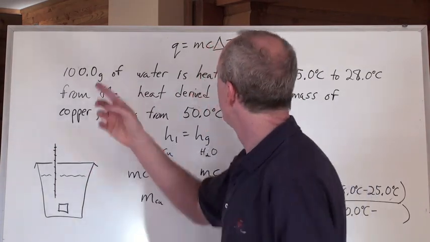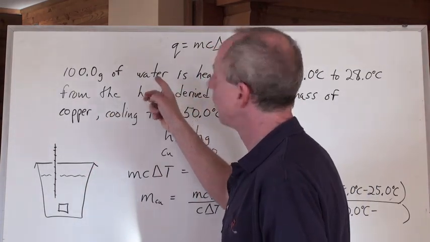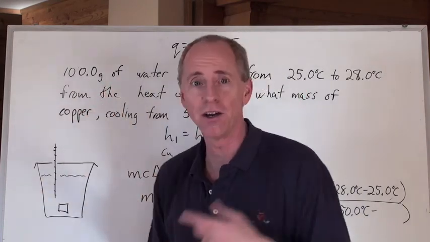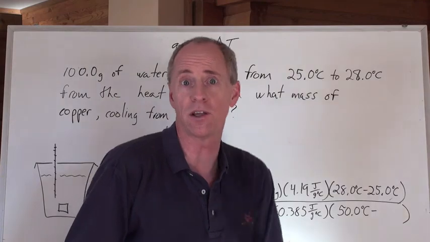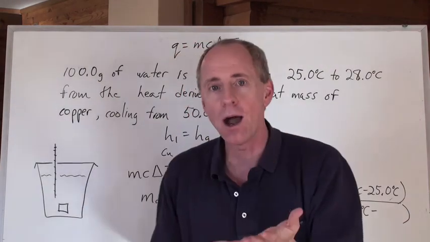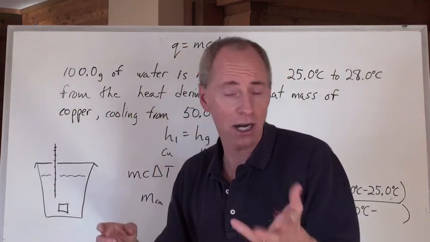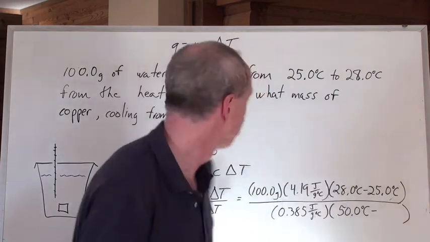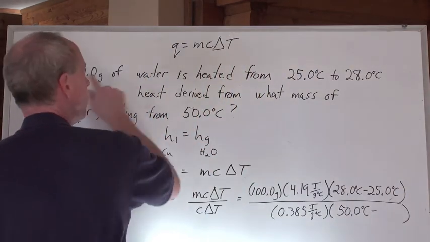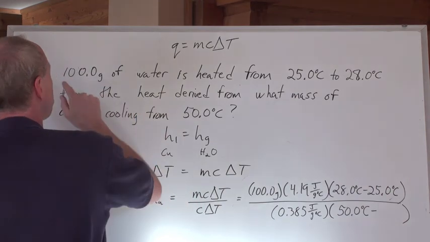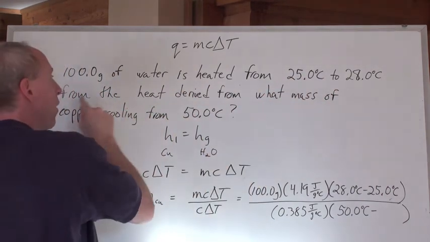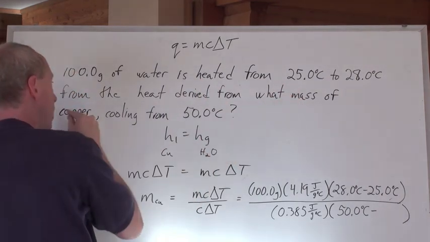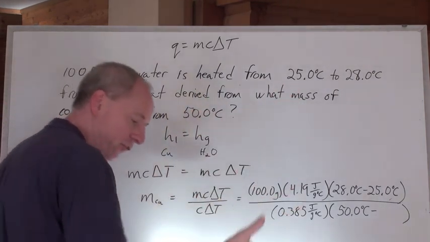So for instance, we've got, oh sorry, 100.0 grams of water that is heated from 25 degrees Celsius to 28 degrees Celsius by a piece of copper that's actually kind of hot, or at least warm. So the question is going to be, you've got 100 grams of water, heated from 25 to 28, from the heat derived from what mass of copper that's cooling from 50 degrees Celsius?